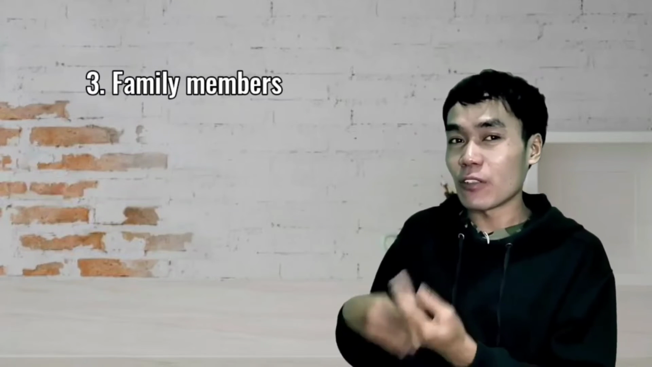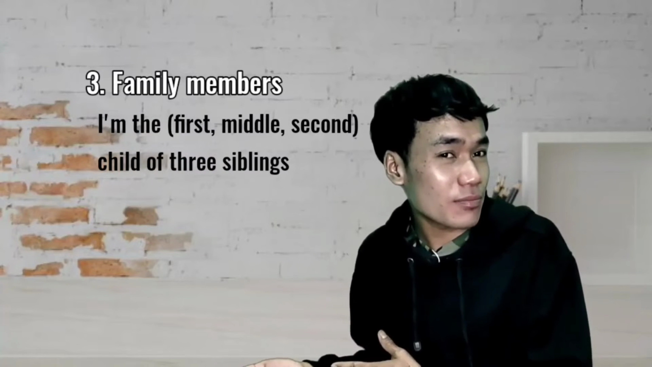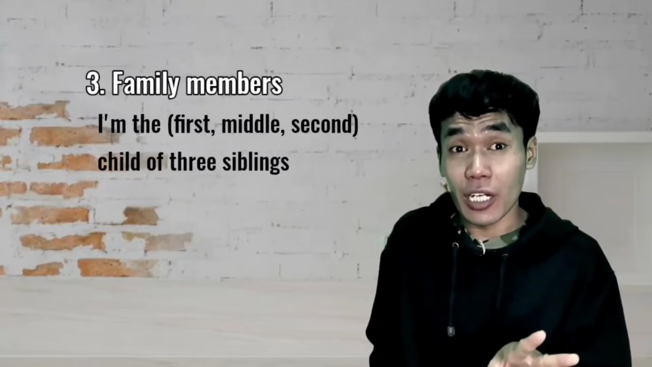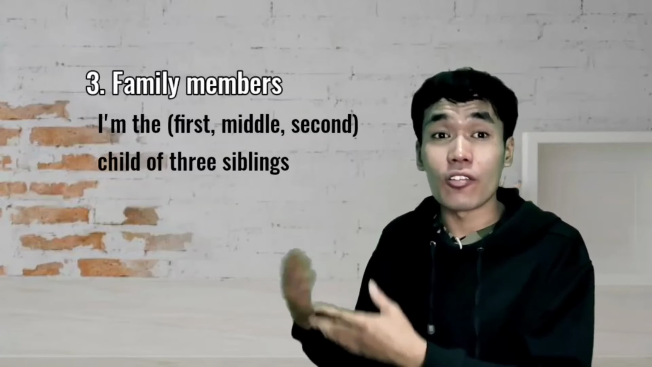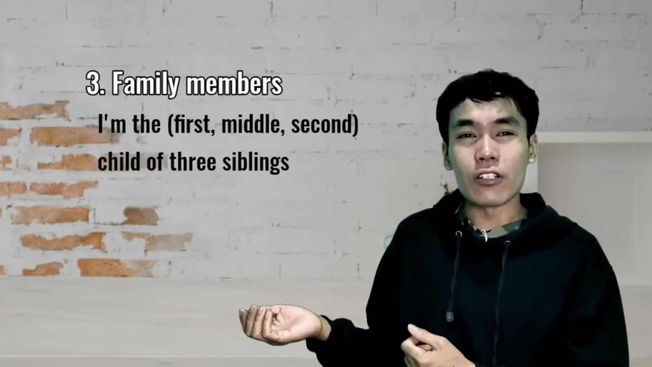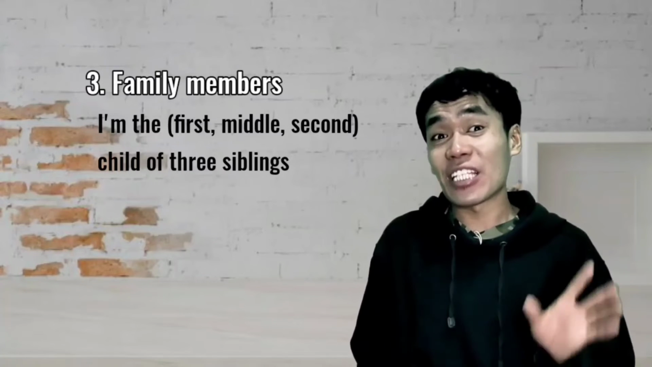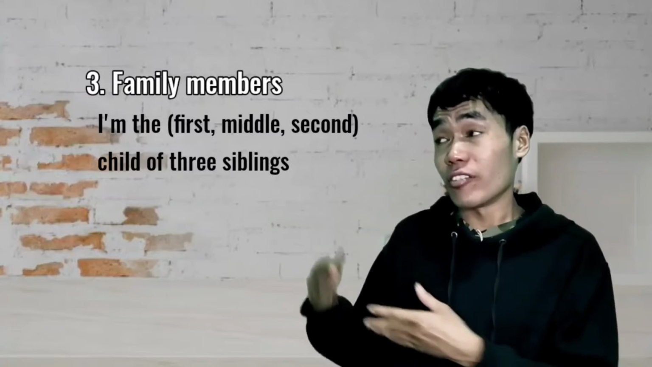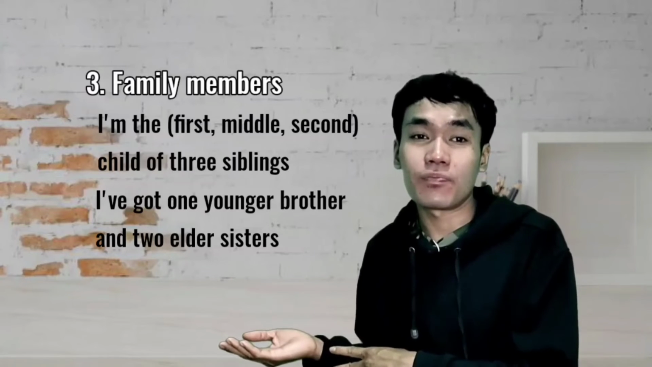For example, if you would like to tell about your family members, here are several expressions you might use. The first one is, I'm the first child of 3 siblings. If you're the middle child, you might use I'm the middle child, or I'm the second child of 3 siblings. Or you might tell your listener how many siblings you have. Here is an example: I've got one younger brother and two elder sisters.